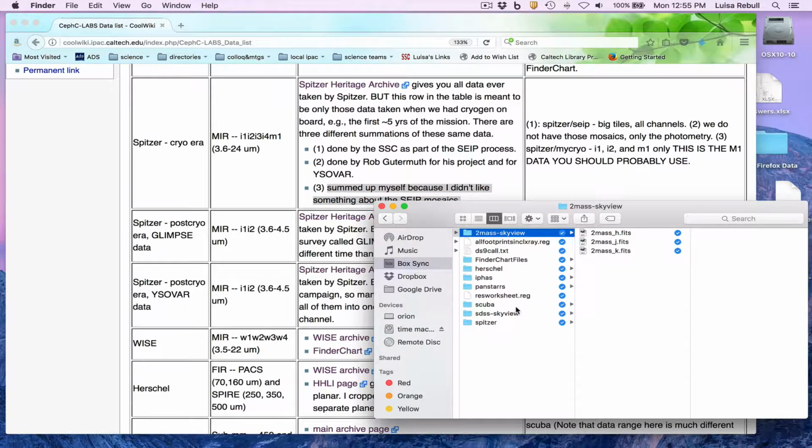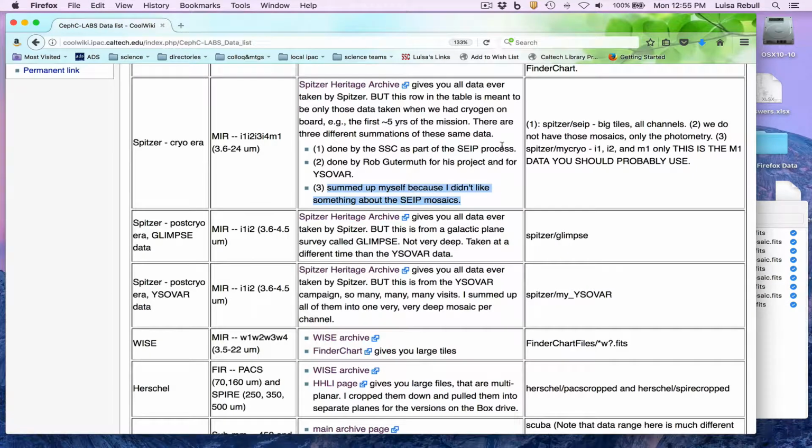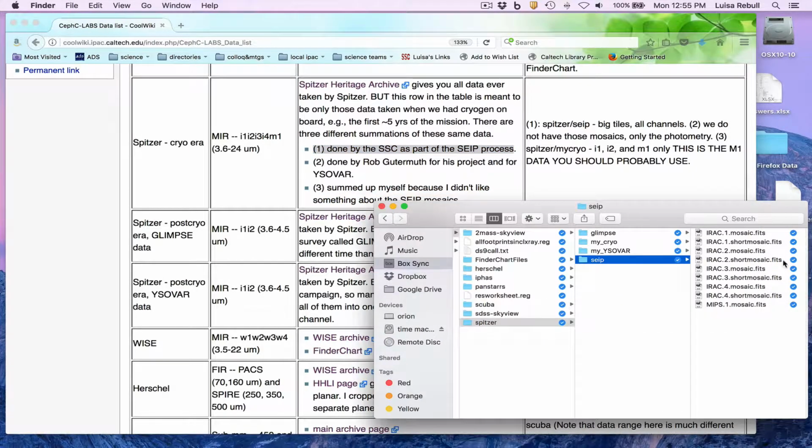So if you go over here, there's one directory for Spitzer that has several different subdirectories. SEIP are the mosaics done by the SSC as part of the SEIP process. Note that there's 2 for each IRAC band. What it did was, because this is a bright region of the sky, the people that designed the observations took several short exposures and several long exposures. The short exposures are going to be only sensitive to the brightest objects, and the deep exposures are going to try to reach the fainter objects, but at the expense of the brighter objects, which will be saturated.